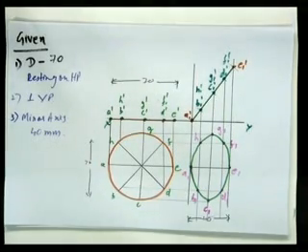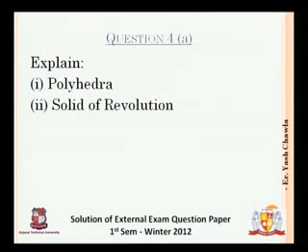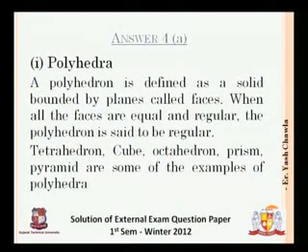Okay, next is question number 4a. We have to define two things that are given. One is polyhedra and one is solid of revolution. Now these two are related with the development of surfaces and the solids. So first, polyhedra. Now let's go to the definition first.